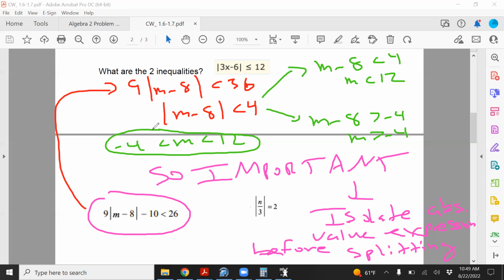I'm hearing a misconception that some of you have about absolute values. I really don't want to clear this just yet. I'll talk about it in just a sec. But the answer is between negative 4 and 12. So m minus 8 is less than 4, or m minus 8 is greater than negative 4. Now, why do I do that again?